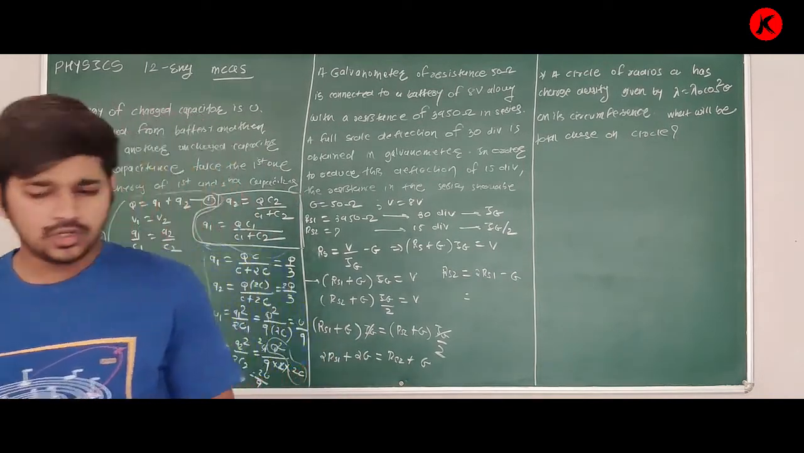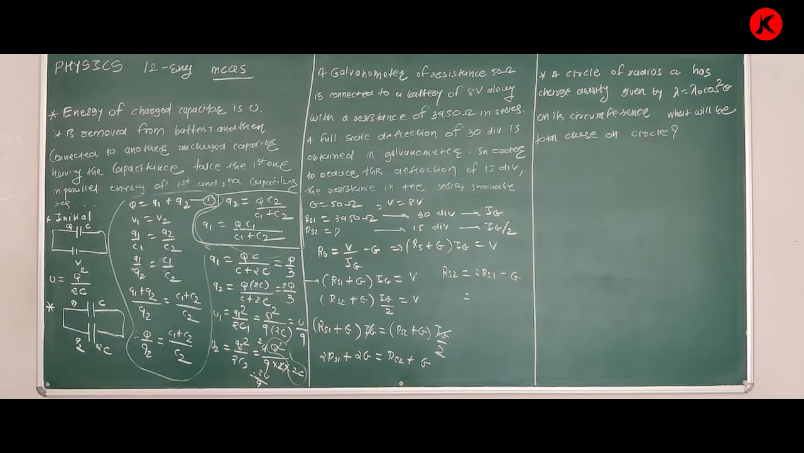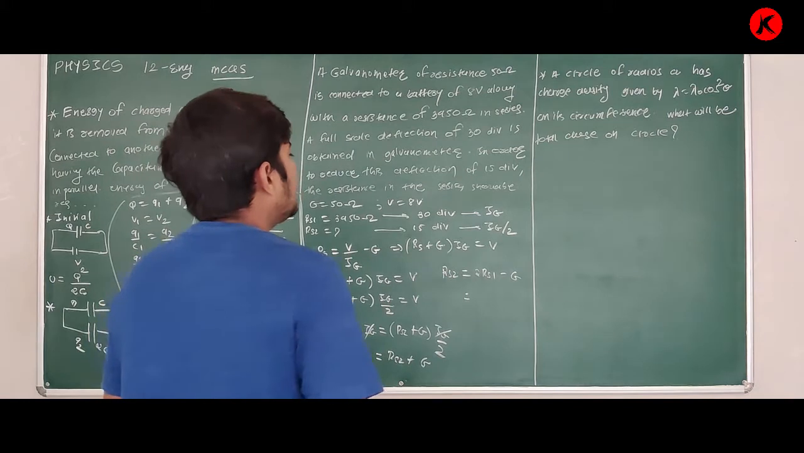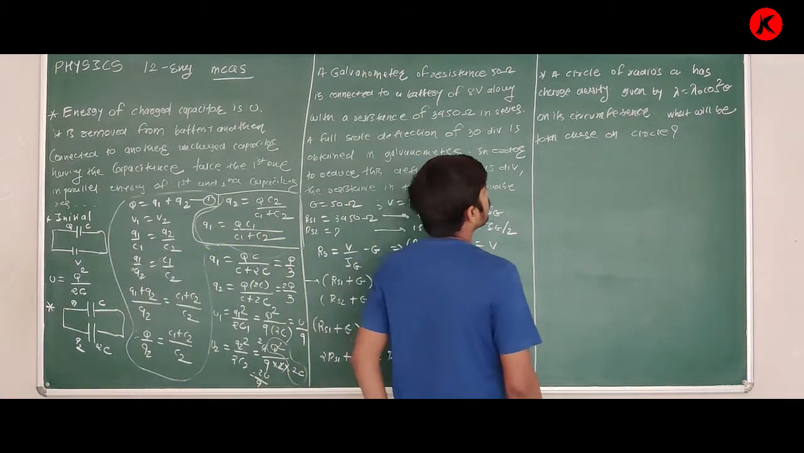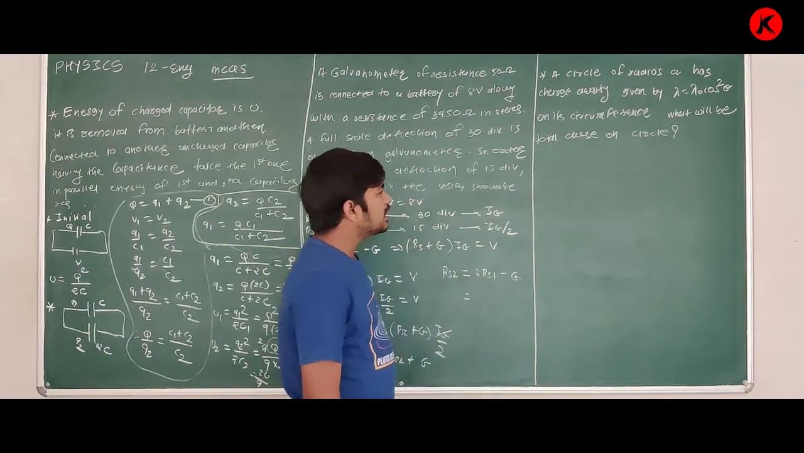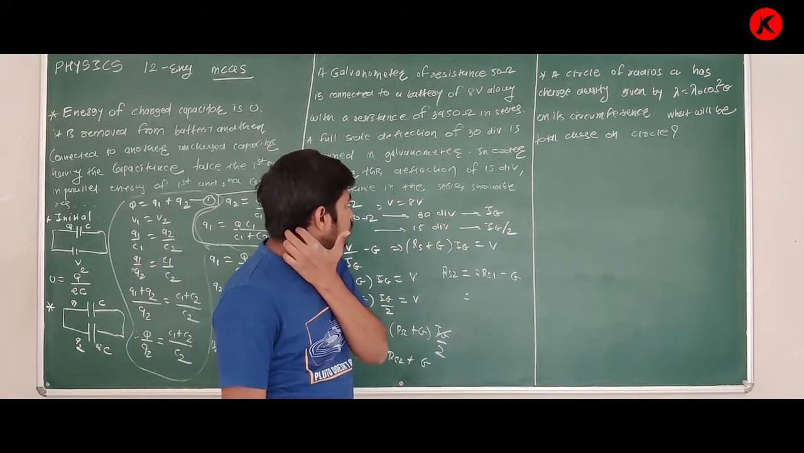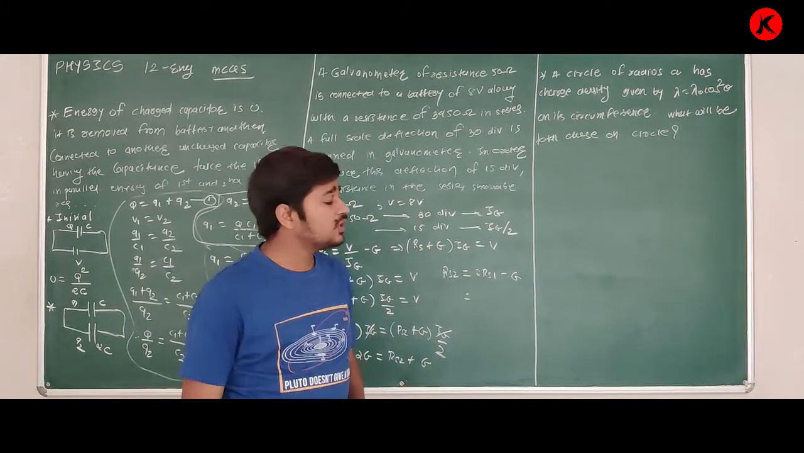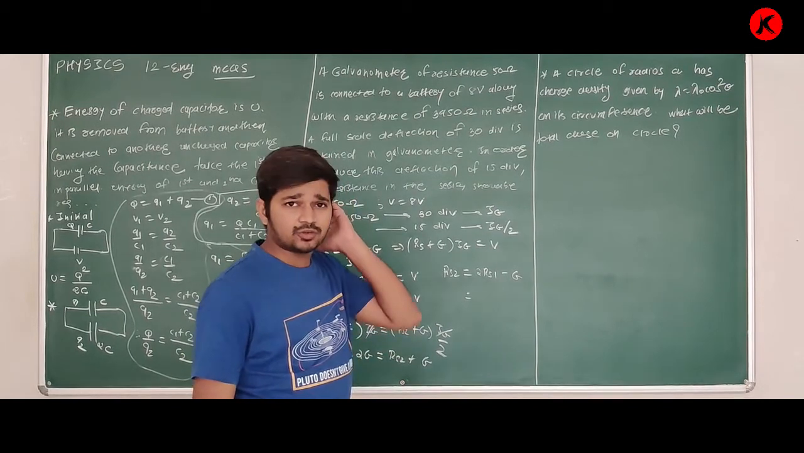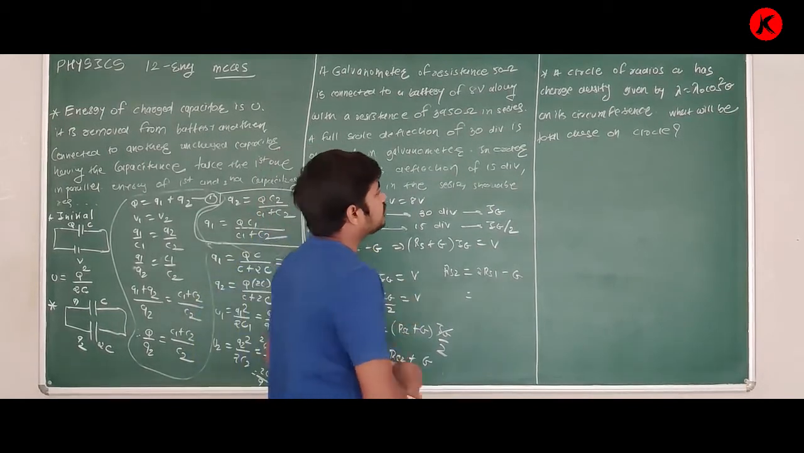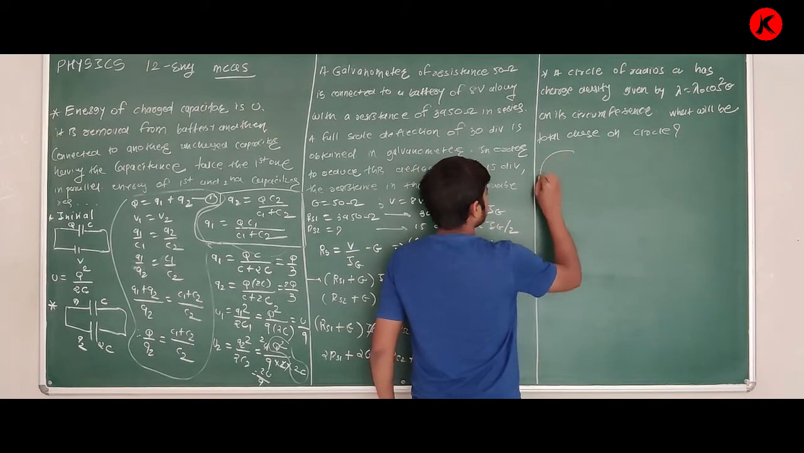Now we'll see the next question. What is the next question? A circle of radius A has charge density given by lambda is equal to lambda 0 cos square theta on its circumference. What will be the total charge on the circle? That is your question. How to find this? See here, it is a circle.